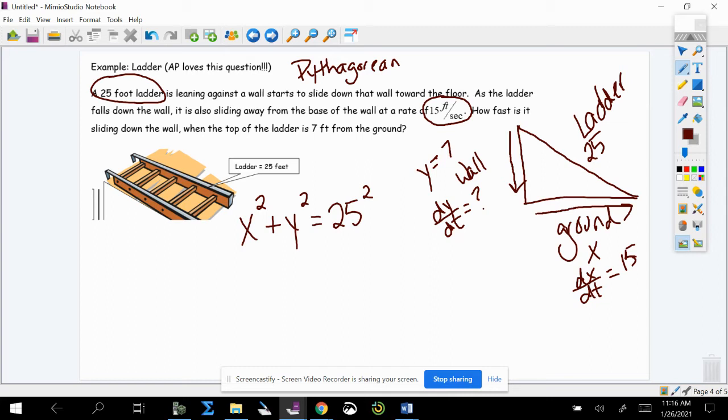Now you'll notice I did not put a variable for the 25 because that ladder length is not changing. If the hypotenuse was changing, then I need to put a letter there too. Often I use C for the hypotenuse or H for the hypotenuse. So you're going to take the derivative.